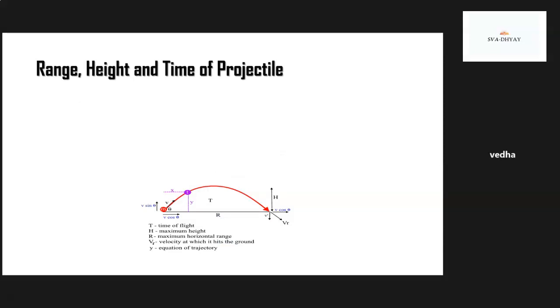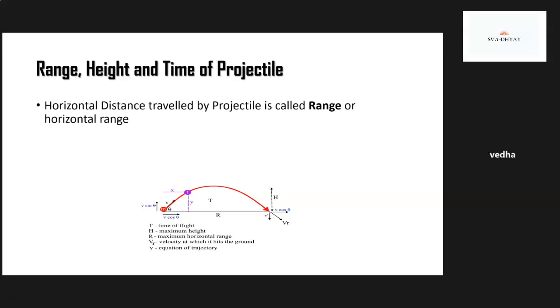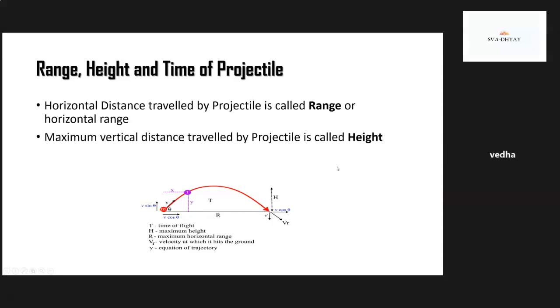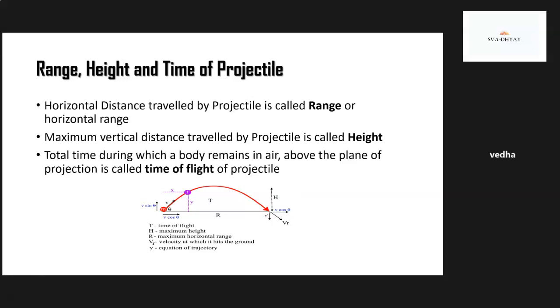Range, height, and time of projectile. Horizontal distance traveled by projectile is called range or horizontal range. Here we can see the line marked with R is the range of the projectile. Maximum vertical distance traveled by projectile is called height. Here we can see the dotted line marked with H is the height of projectile. Total time during which a body remains in air above the plane of projection is called time of flight of projectile.